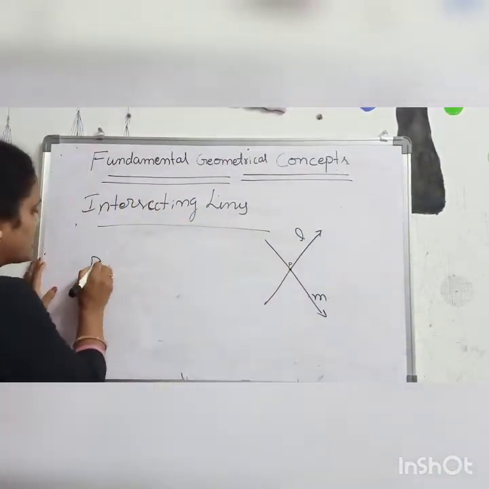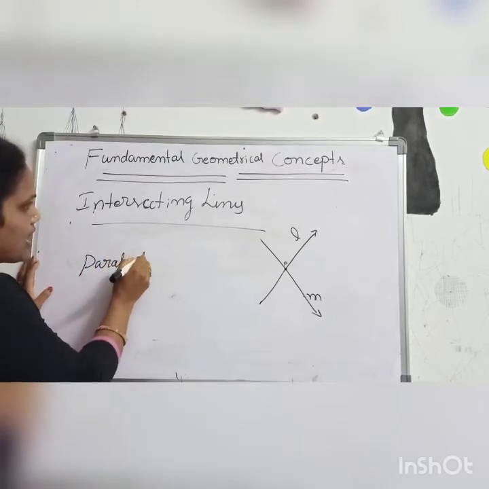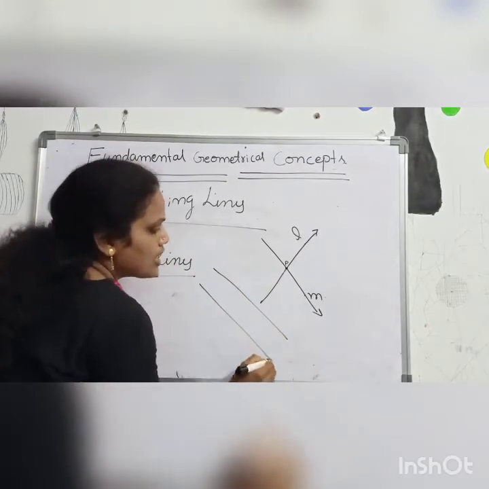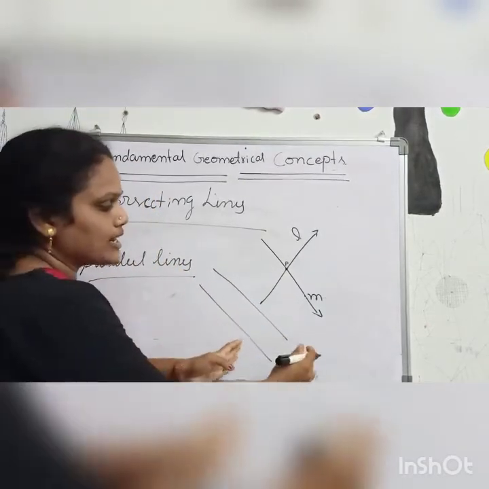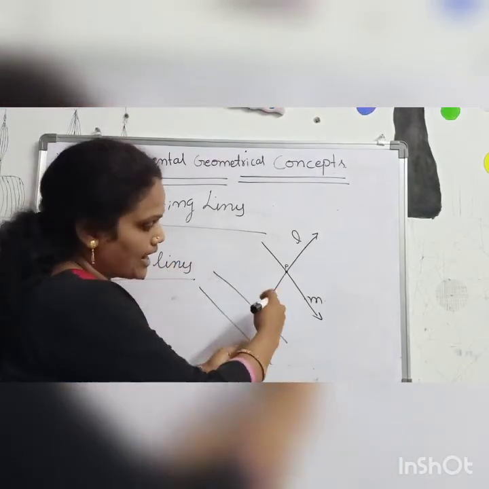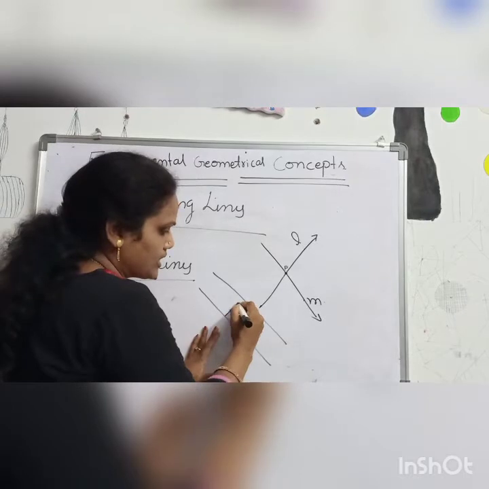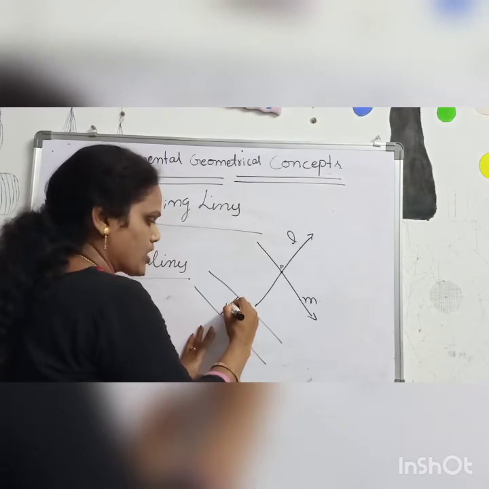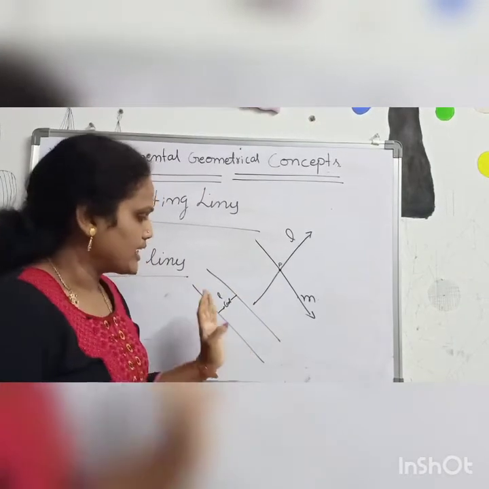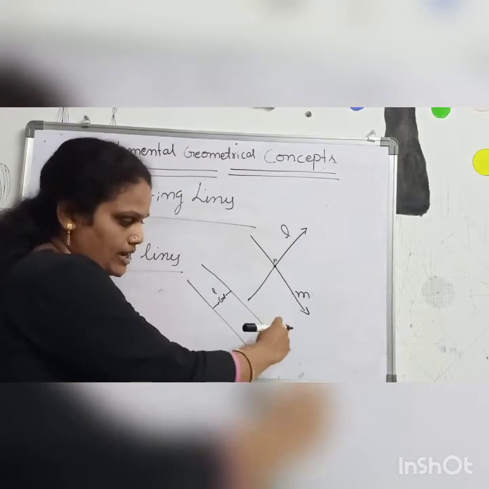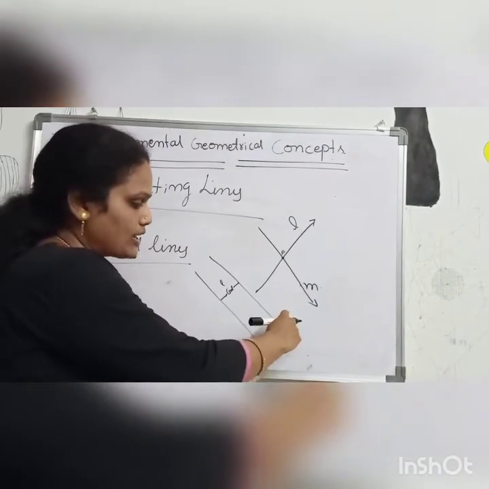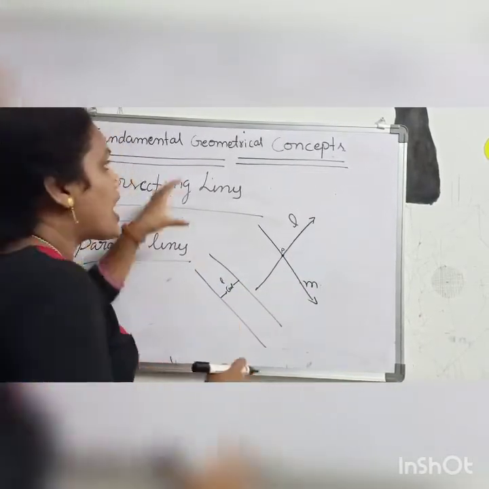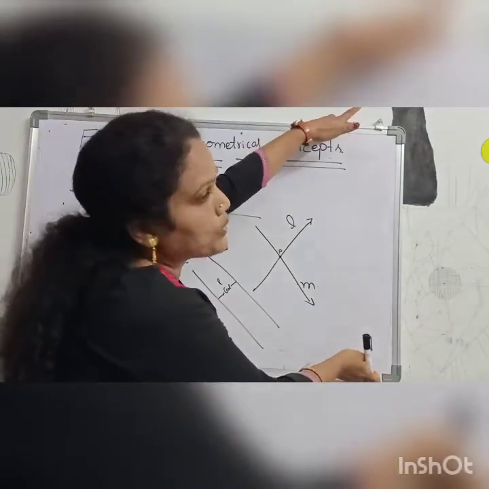Next, parallel lines. Parallel lines means two lines are extending, but the distance between these two lines is constant till the end. These two lines are not connecting anywhere. Examples of this are railway tracks and edges of the blackboard.